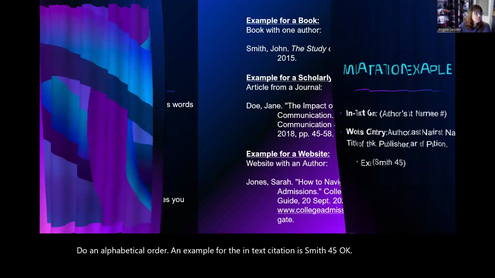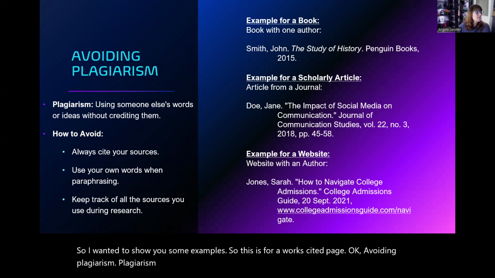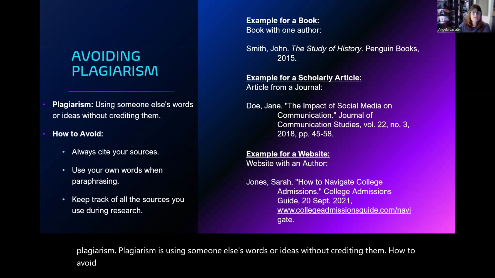So I wanted to show you some examples. This is for a works cited page. Okay. Avoiding plagiarism. Plagiarism is using someone else's words or ideas without crediting them. How to avoid it? Always cite your sources, whether paraphrasing, summarizing, quoting, all of those things.